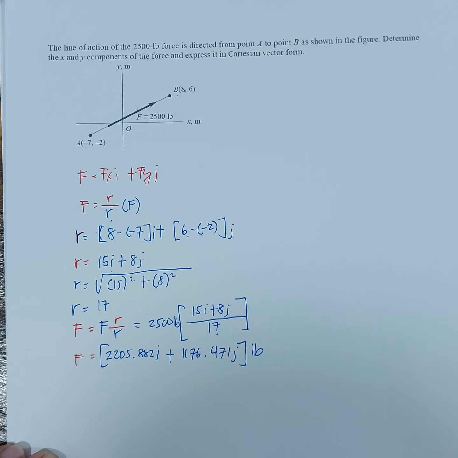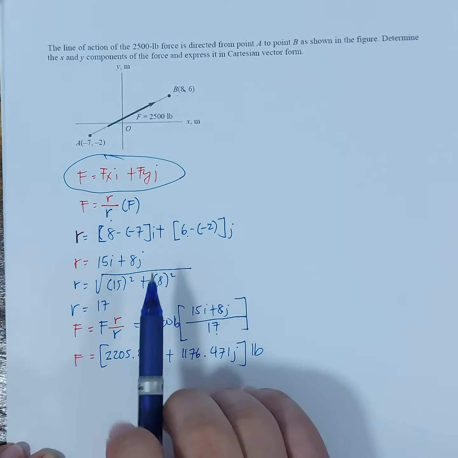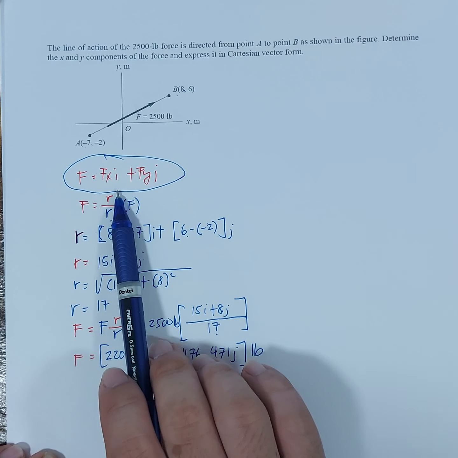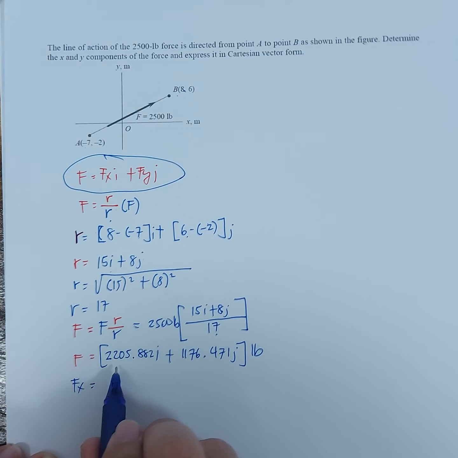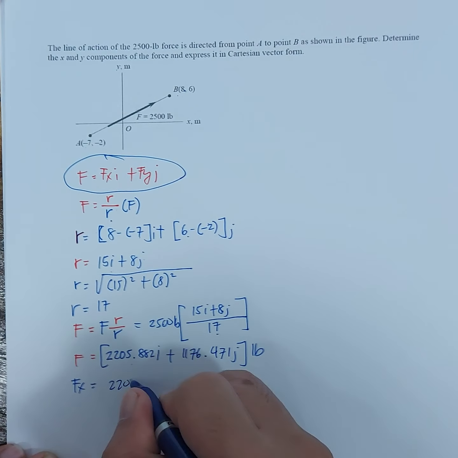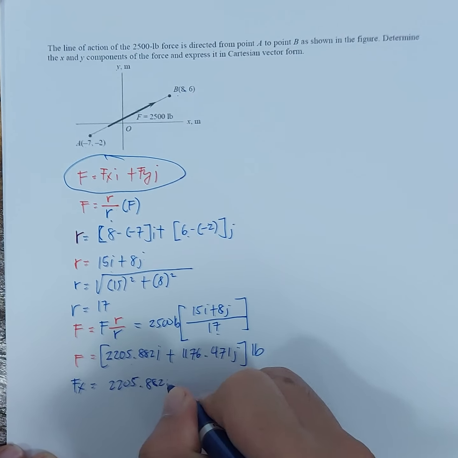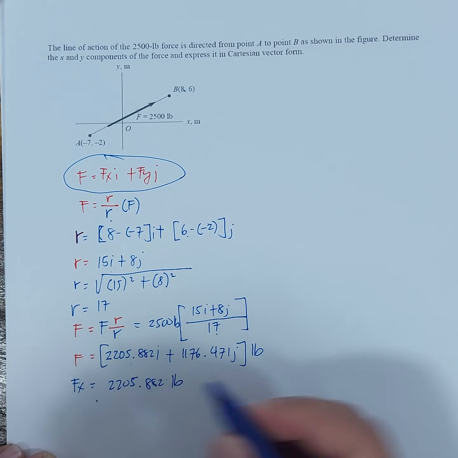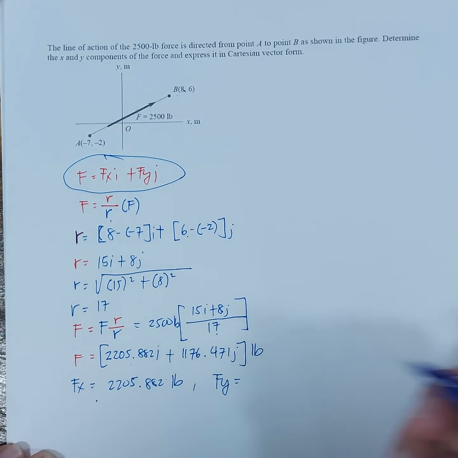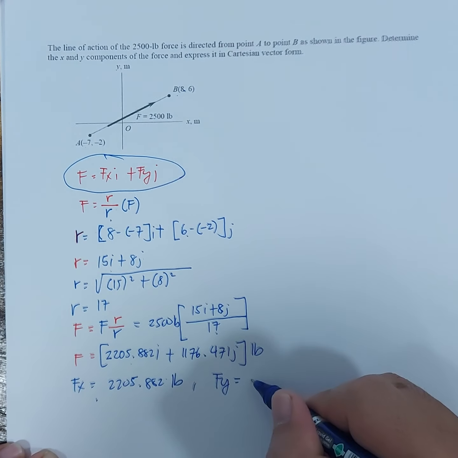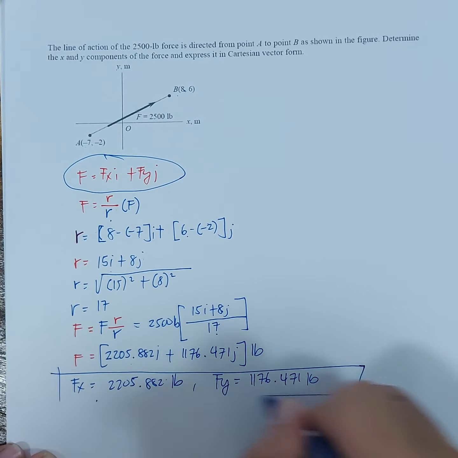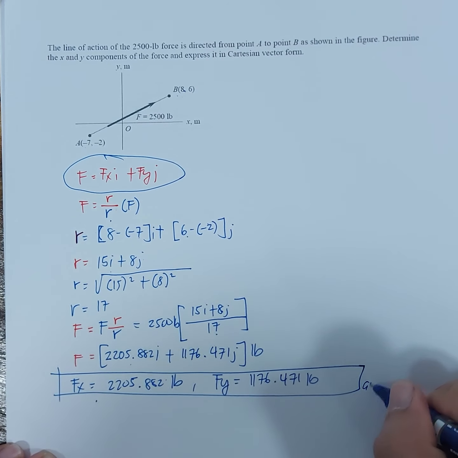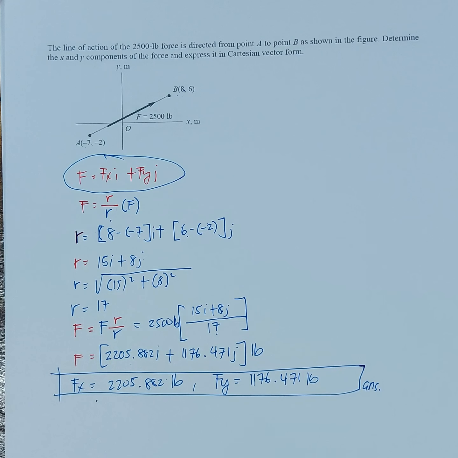So kanina ito yung expression natin sa Cartesian vector form. So Fx, the components would be, ito na yun, 2205.882 pounds yung Fx natin. And then Fy is simply equal to, ito na, 1176.471 pounds. So this would be the answer for this particular problem. Okay?